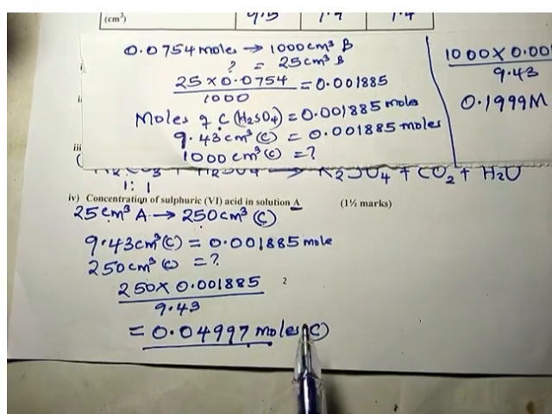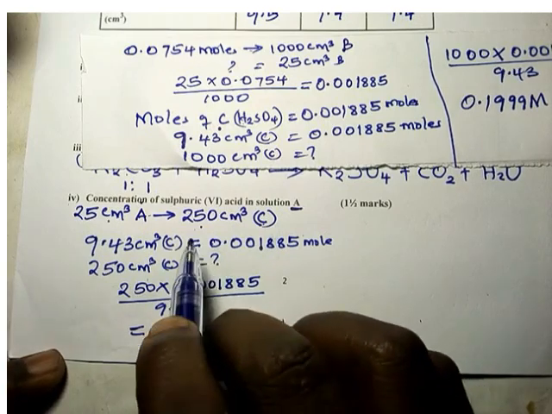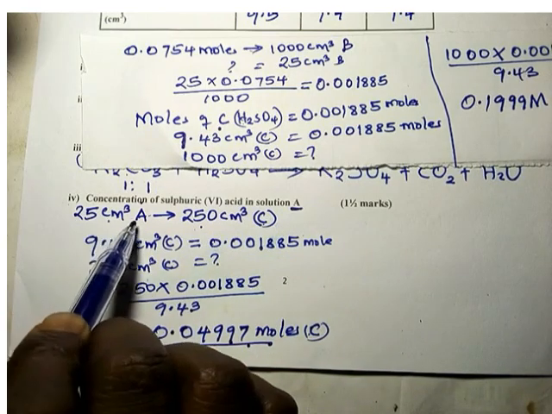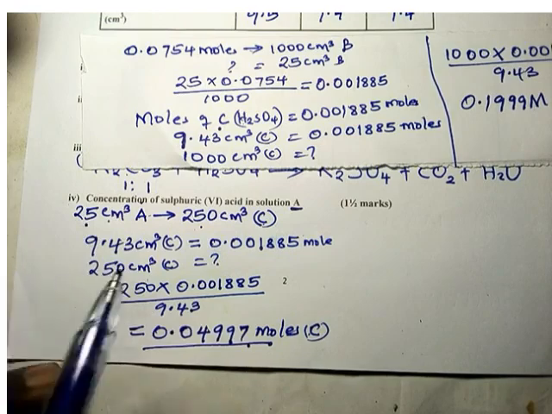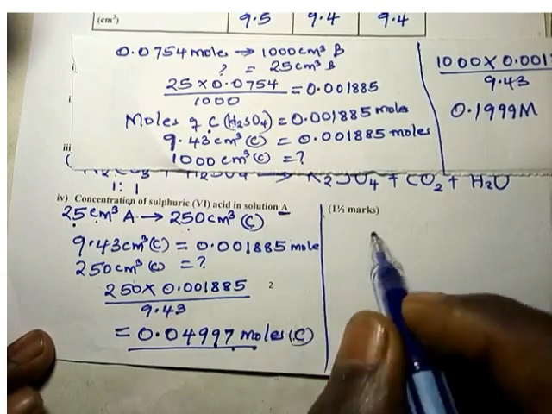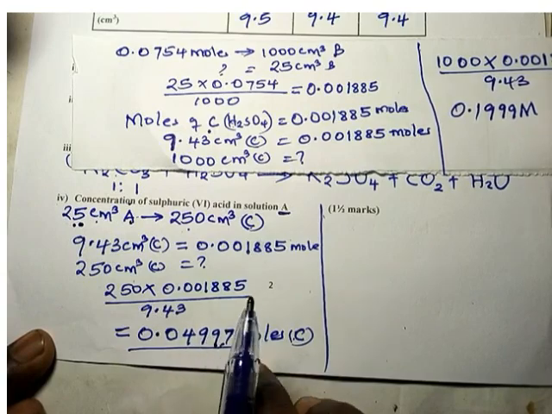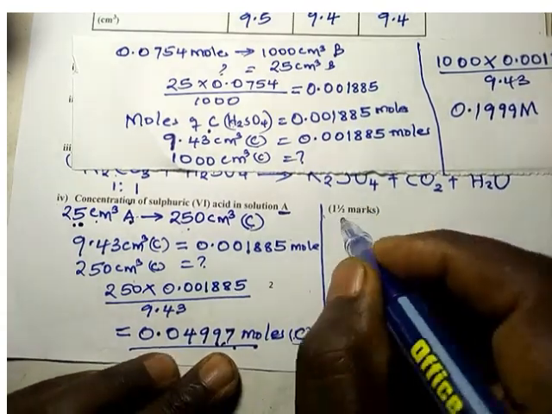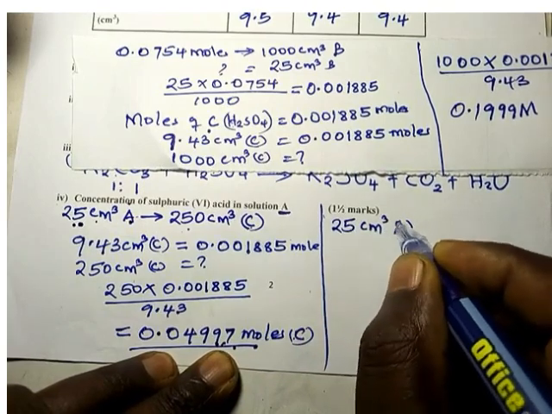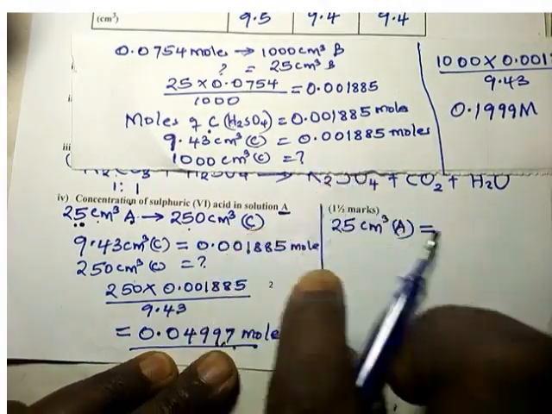I have told you that the number of moles in 250 centimeters cubed of solution C will be exactly the number of moles in the 25 centimeters cubed that we took and diluted. So knowing that information, you understand well. So it means that the 25 centimeters cubed of solution A, sulfuric acid, contains these moles, the ones we found in 250 of solution C.